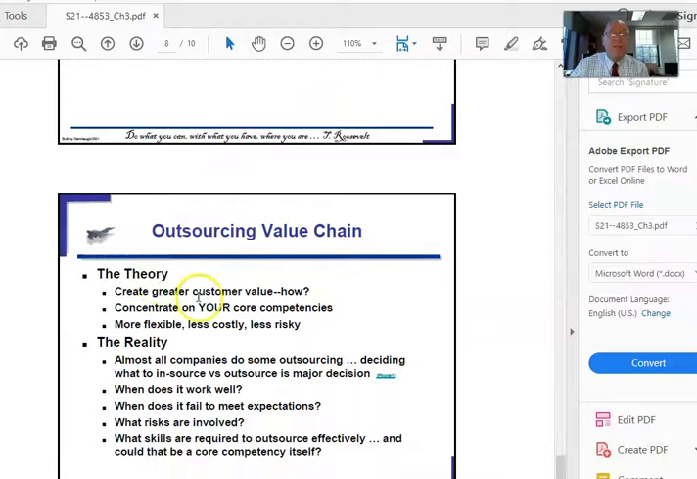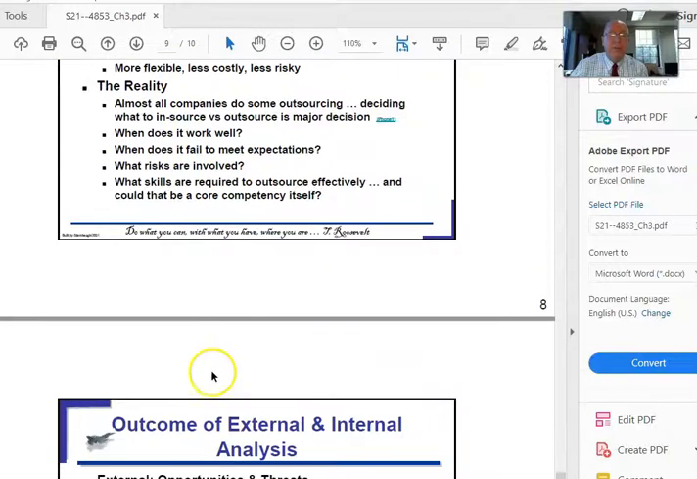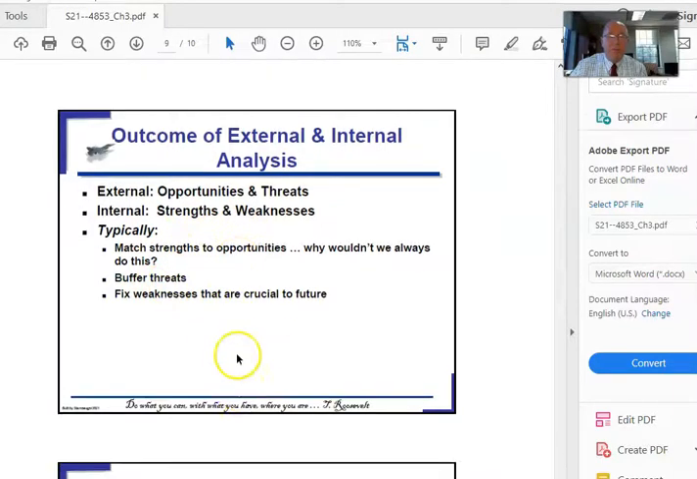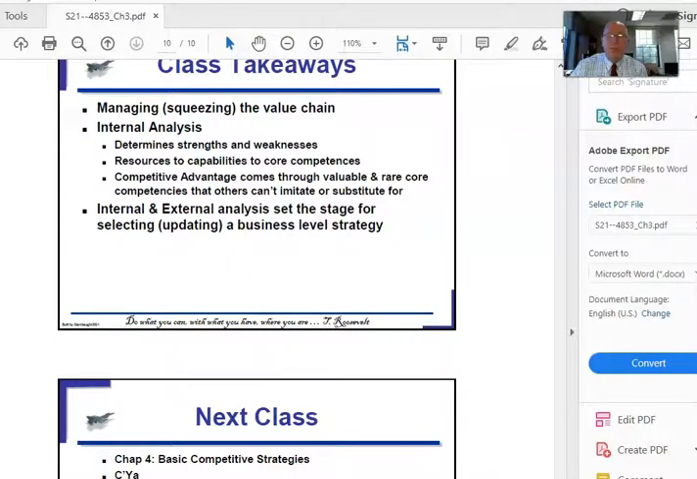And then outsourcing, there is a question about outsourcing and how we handle that. And then understand that this idea of the internal and external analysis, they help us figure out what opportunities there might be and what our strengths are and how we can form our strategy. So the outcome of this is basically the foundation of us making a strategy. And then we have some points to think about. And that is it for Chapter 3.